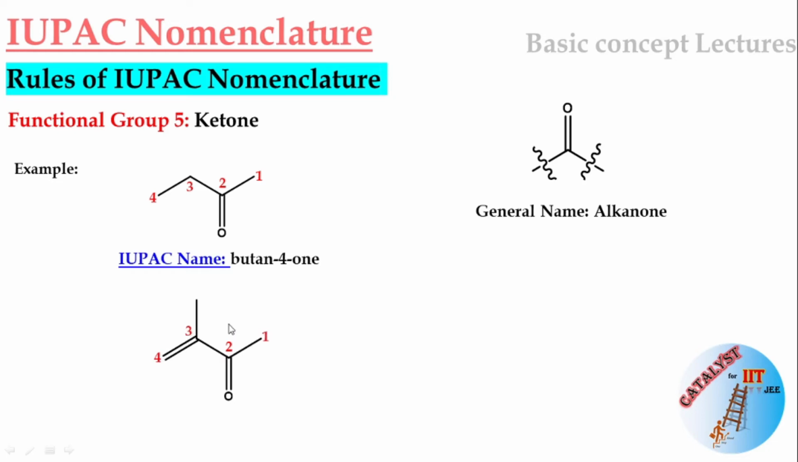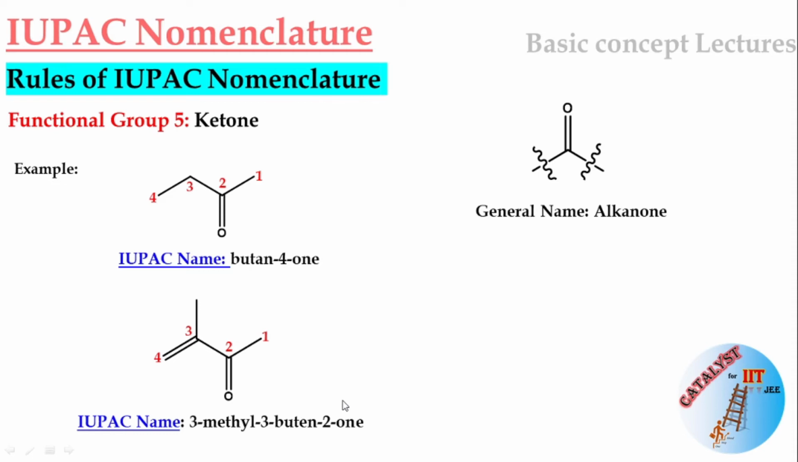This is the numbering on your parent chain: 1, 2, 3 and 4. On second position your ketone functional group is present, while on third position your double bond is present. So the IUPAC name is 3-methyl, because on third position your methyl substituent is present. As in the previous slide, I have told you that you have to give the number of your double bond before the base name. So that's why this 3 comes before this name, and 2 you have to add in between your name. Okay, so 3-methylbut-3-en-2-one.